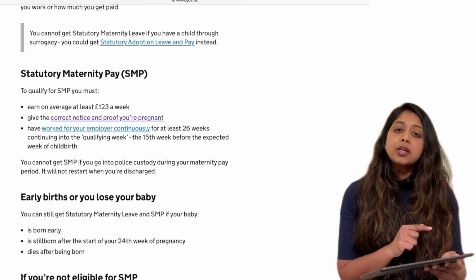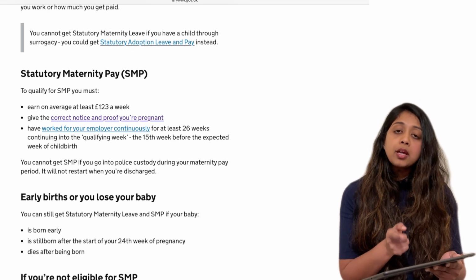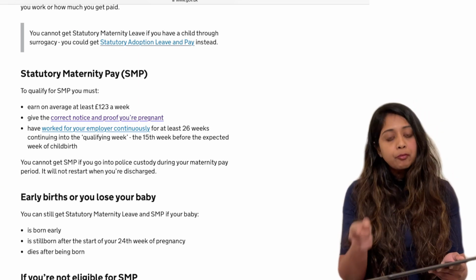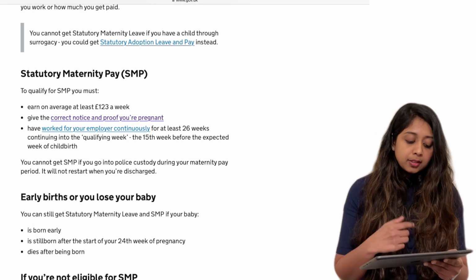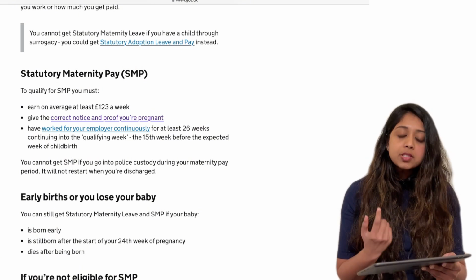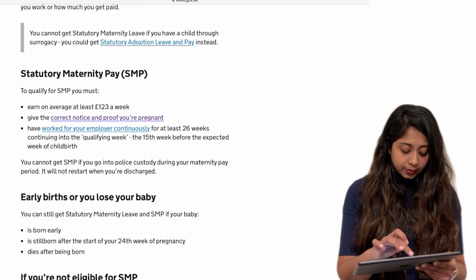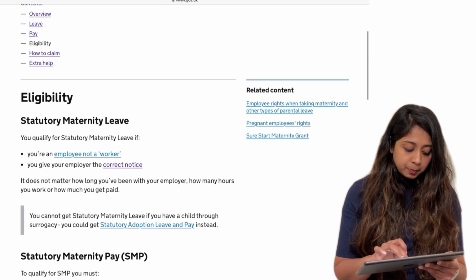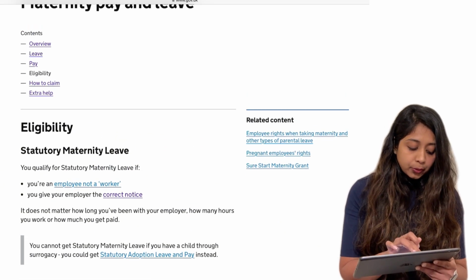So you have to continue working with your employer for 26 weeks up to that qualifying week, then you will be eligible for statutory maternity pay. So that is about the eligibility criteria for statutory maternity pay.